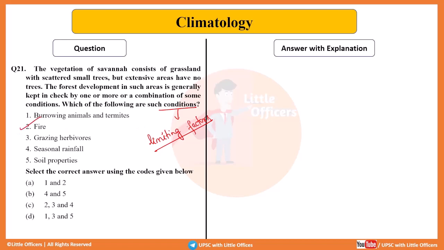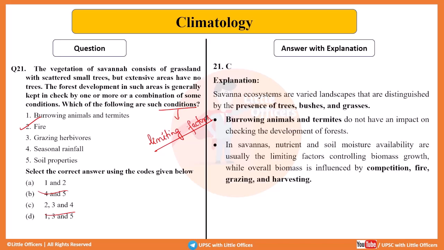Obviously fire should be there, because savannas are known for having fires, bush fires and all, so fire is one of the limiting factors. If it is controlled it can help, but if it is not controlled it is going to limit. Then seasonal rainfall, soil properties, and burrowing animals and grazing herbivores. So okay, let's try to go with the elimination. Then seasonal rainfalls. See, grazing herbivores is a reason. Because of having more and more herbivores, that will limit the growth of the forests or the growth of the grasslands. So 2 and 3 should be there.